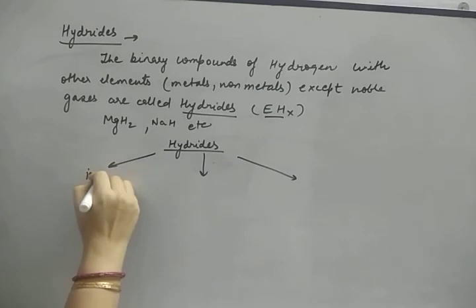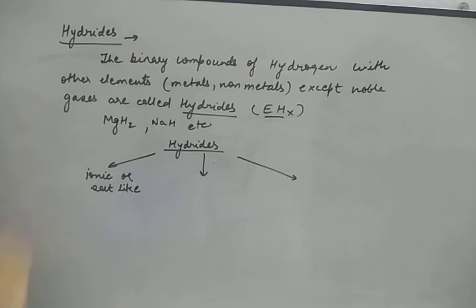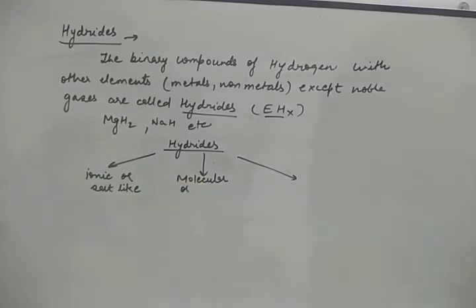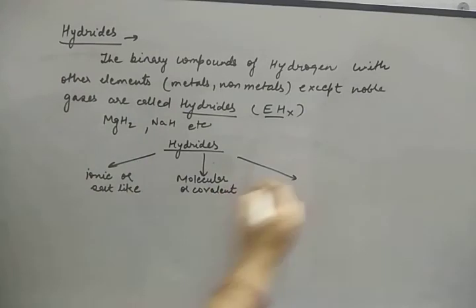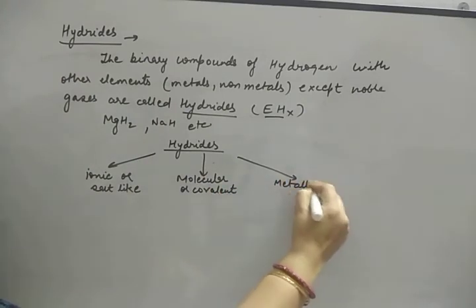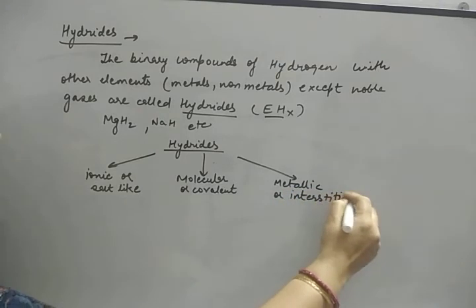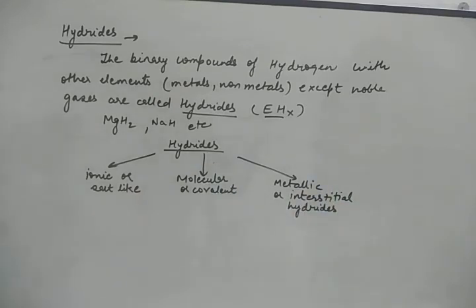The first type is ionic or salt-like hydrides. The second type of hydride is molecular or covalent hydrides. And the third type is metallic or interstitial hydrides. Okay, so these are the three main types of hydrides. Now we'll discuss them one by one.